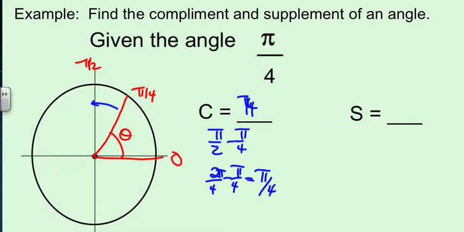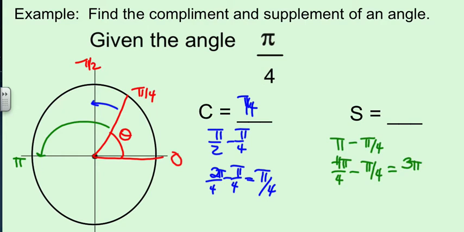For the supplement, we want to find out what two angles add to pi. So we're going from here all the way over to there. So what is that distance? So we're going to take pi minus pi over 4. So I'm going to take 4 pi over 4 minus pi over 4, and that's 3 pi over 4. So the supplement is 3 pi over 4.